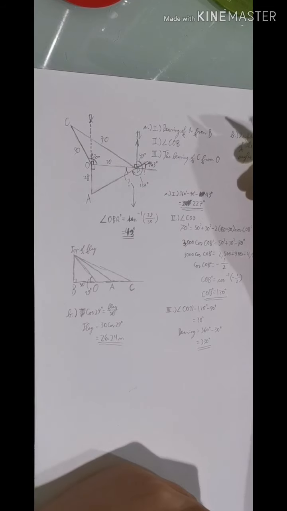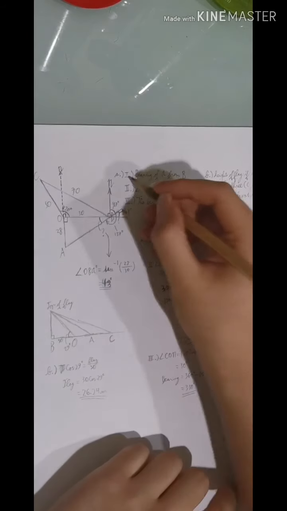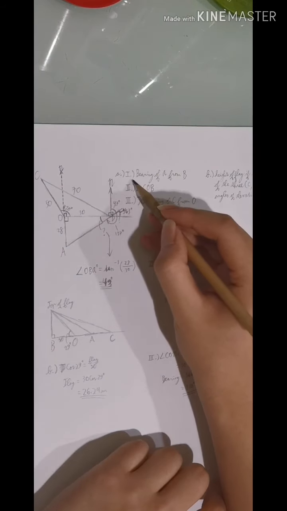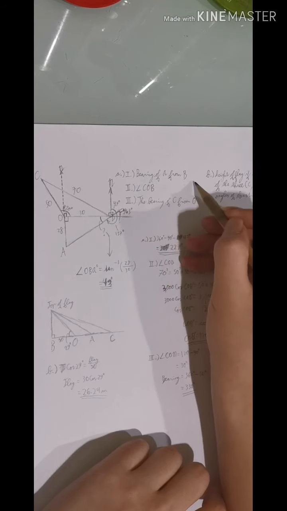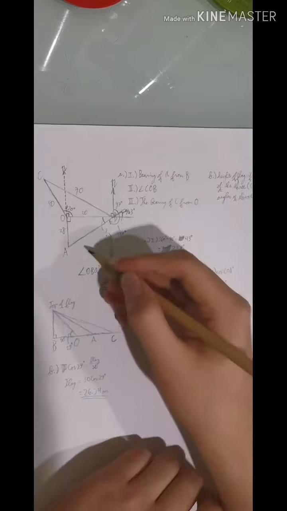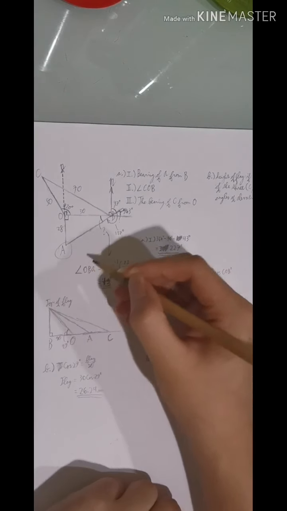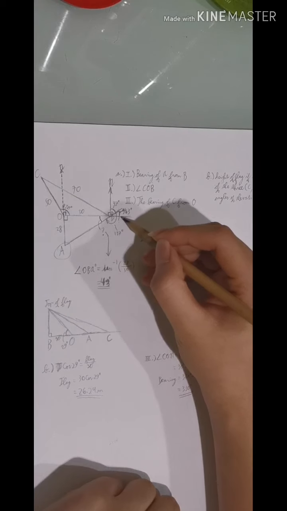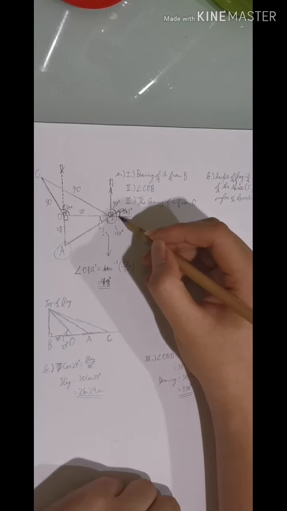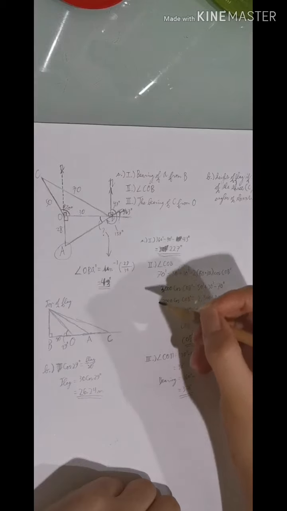So the first question, in this case AI, is asking for the bearing of A from B. As you see here, this is A, and that's B over there. I got it a bit scribbled there because I was doing some ridiculous calculations that you don't want to look at.